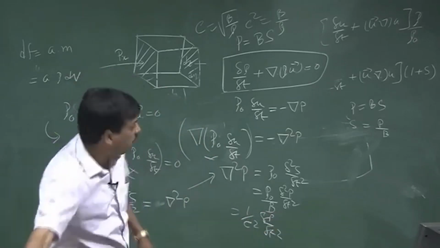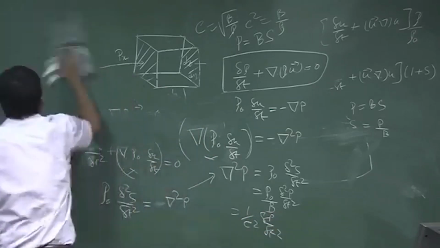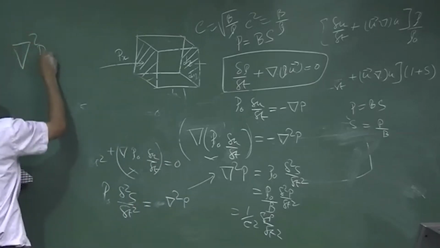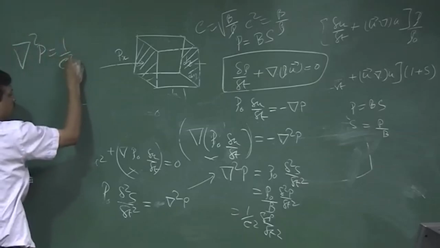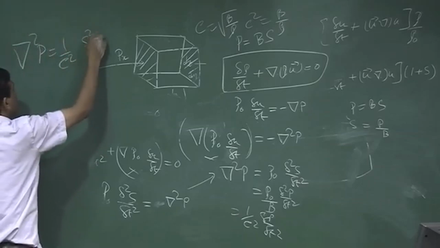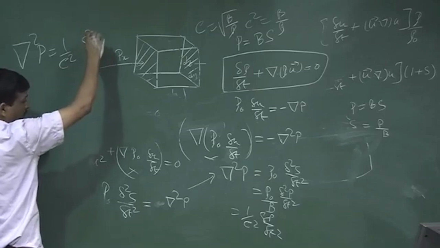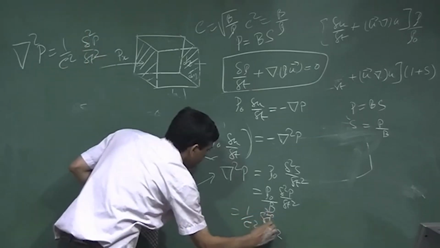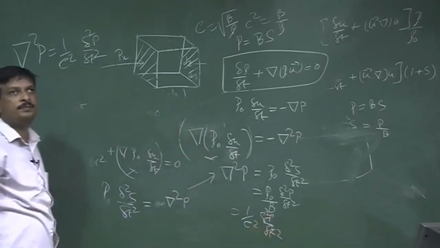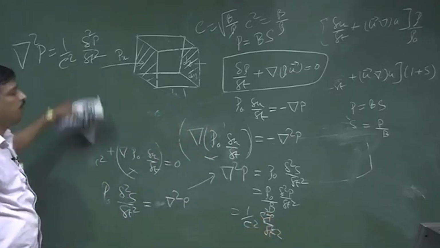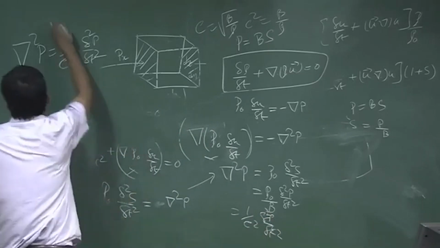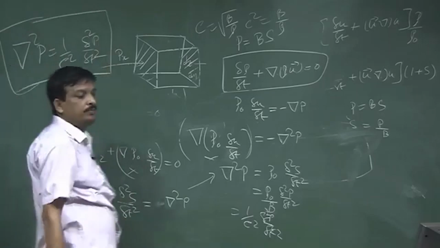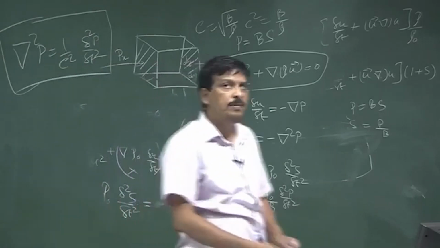So, the wave equation we have ultimately derived is del square P is equal to 1 by C square del square P by del t square. I have derived that wave equation. So, this is called the linear wave equation. Linear wave equation.